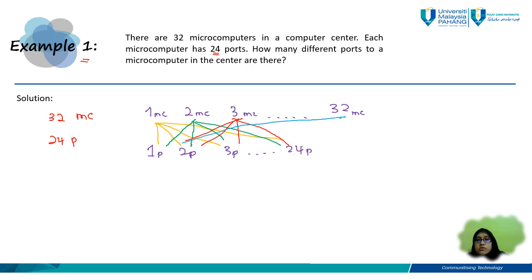So, how many ways? What is the total number of ways? The total is 32 multiplied by 24. So, the answer is 768.